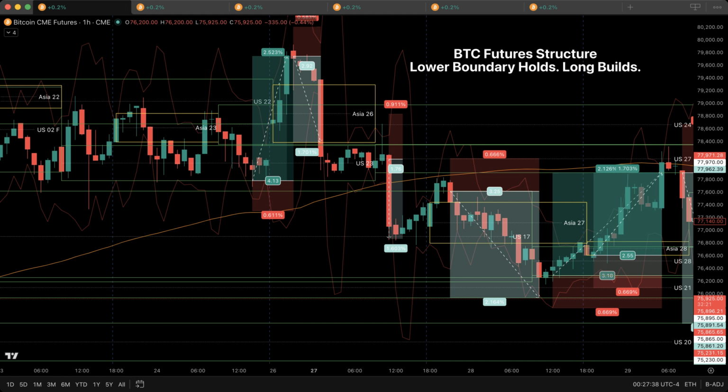The lower boundary is different. If price holds the lower boundary, sellers fail to break the box. If price moves away from the lower boundary, buyers can build the next leg. That is where the long begins.